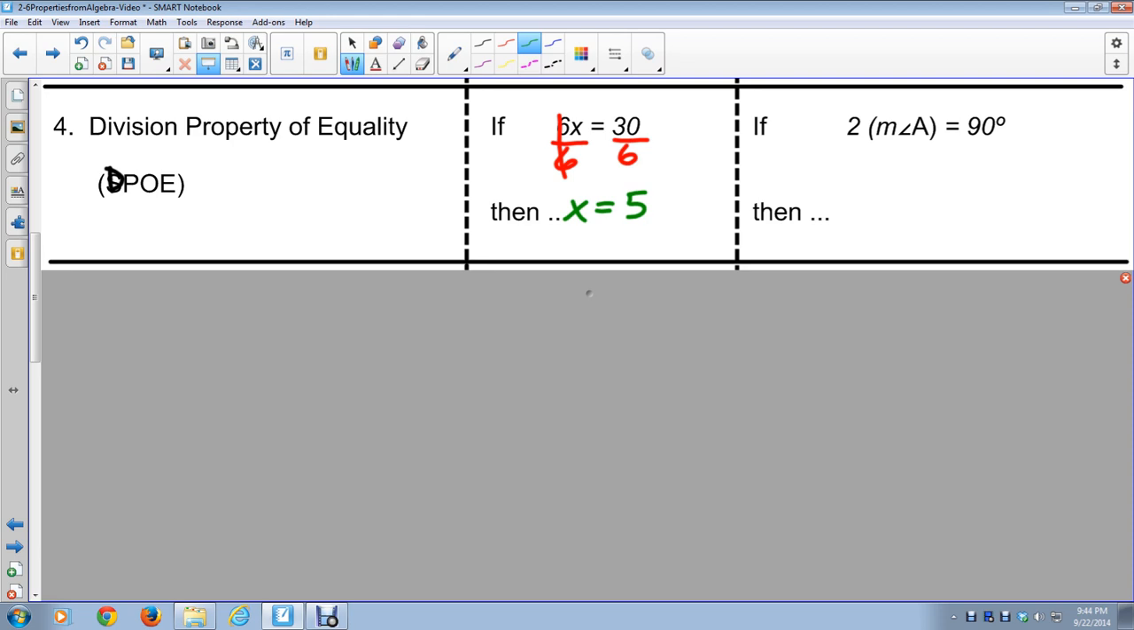Likewise, if I have 2 times the measure of angle A is equal to 90 degrees, and I want to solve for the measure of angle A because that's my variable, that's my x right there. Looks a little different, but that's my unknown quantity. What am I going to do? I'm going to divide by 2 to get rid of the 2. If I did it to the left, I have to do it to the right-hand side, and I'm left with the measure of angle A is equal to 45 degrees.